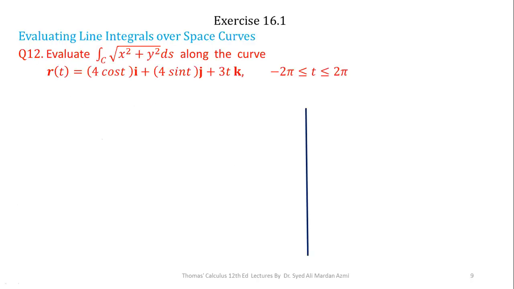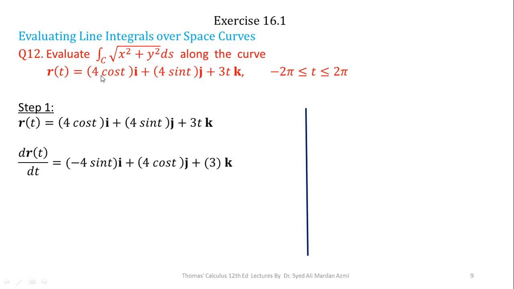Next, in question number 12, a function is given to us along the curve whose parametric equations are r of t equal to 4 cos t i plus 4 sin t j plus 3t k, for the limits minus 2 pi to 2 pi. Step number 1, r of t is given to us. We will calculate its derivative with respect to t. The derivative of 4 cos of t with respect to t is minus 4 sin of t. The derivative of cos is minus sine. Plus the derivative of 4 sin of t is 4 cos of t, and the derivative of 3t is 3 into 1, which is 3.